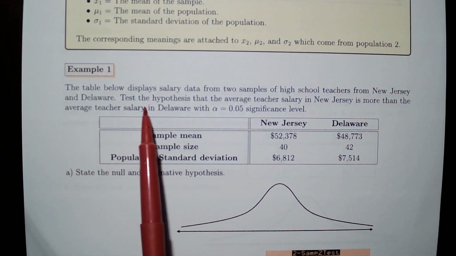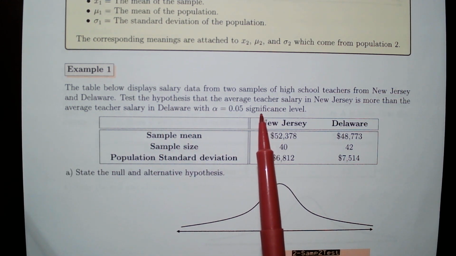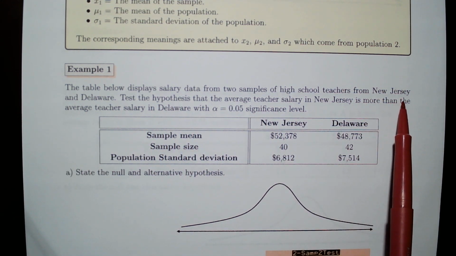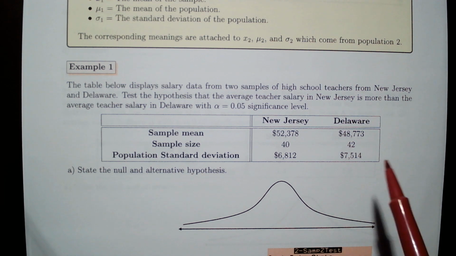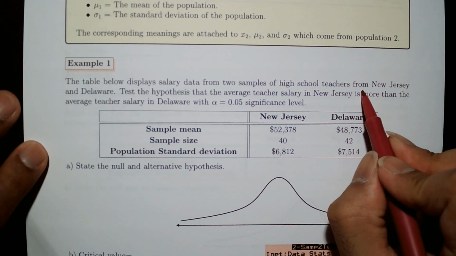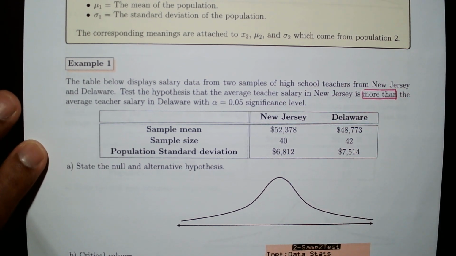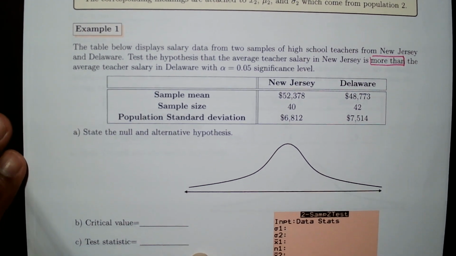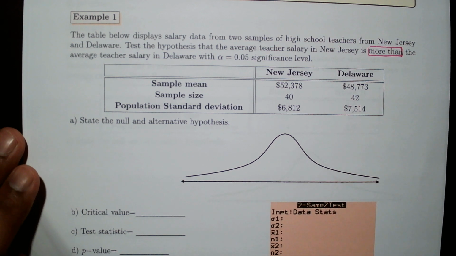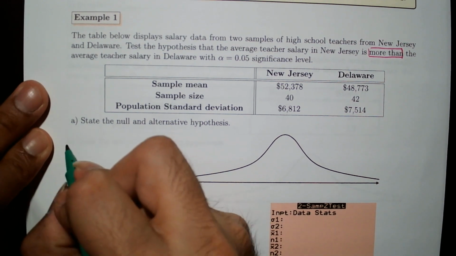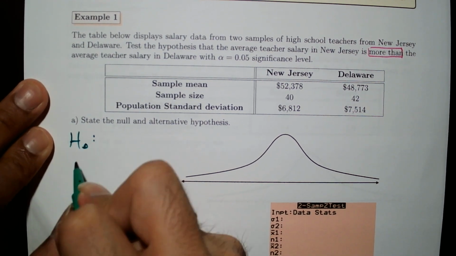The table below displays salary data from two samples of high school teachers from New Jersey and Delaware. Test the hypothesis that the average teacher salary in New Jersey is more than the average teacher salary in Delaware with alpha 0.05 significance level. So let's take the H0 and the Ha.